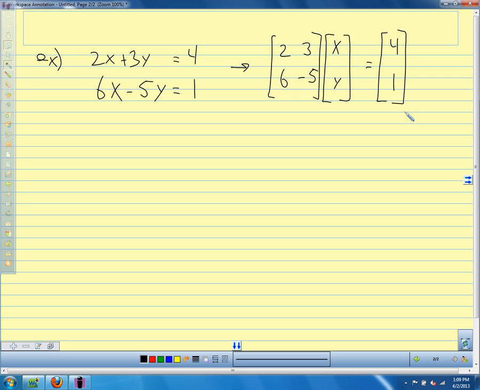So I need three things. I need the determinant of the matrix. I need the determinant of the matrix where I replace the first column with this column of constants, and the determinant of the matrix I get when I replace the second column with the column of constants. So the determinant of my matrix is just the determinant of this matrix.